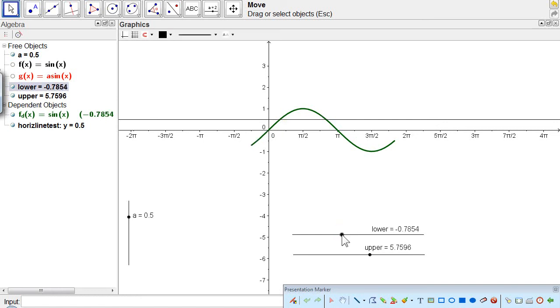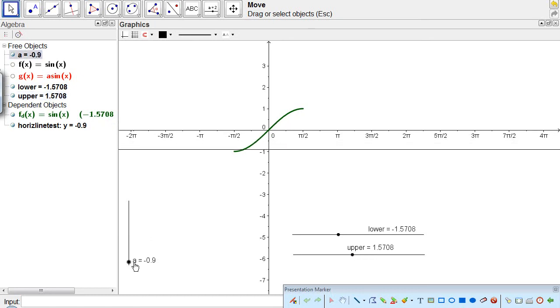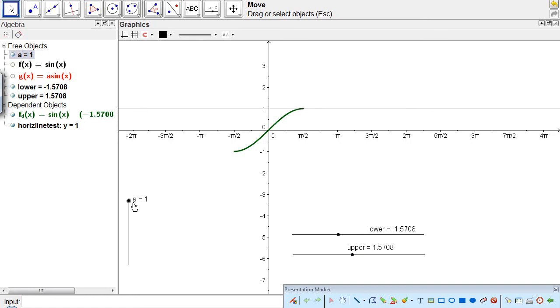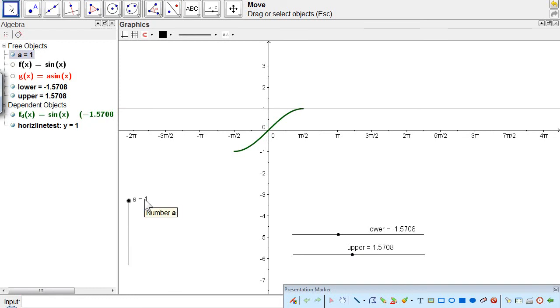If I adjust my restrictions so that it goes from negative pi over 2 to pi over 2, there we go. You'll notice that it will not only pass the horizontal line test, but I will also have all my negative ratios and my positive ratios covered. So what does this mean in the big picture?